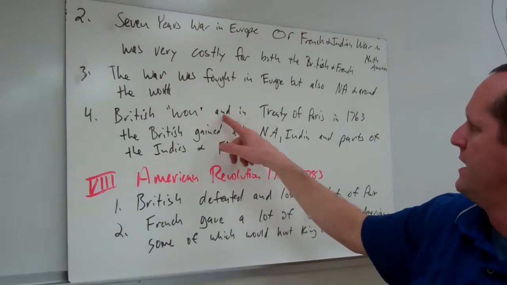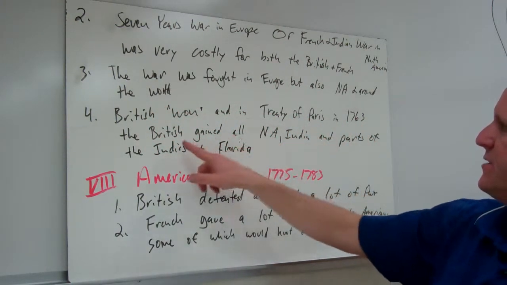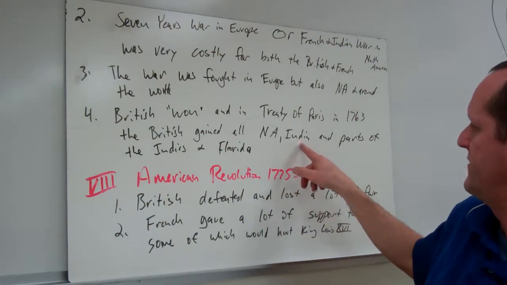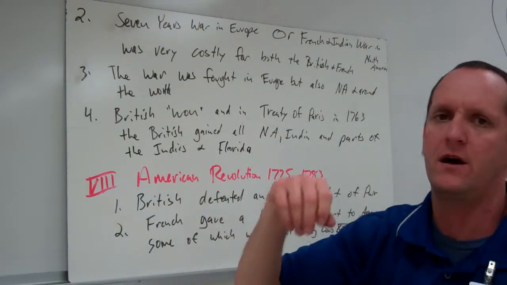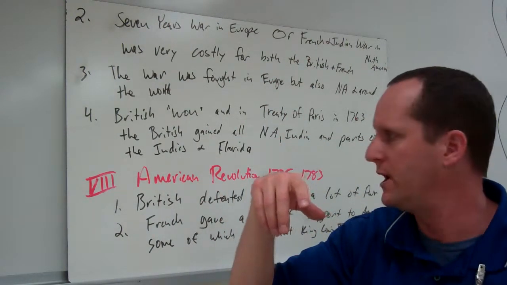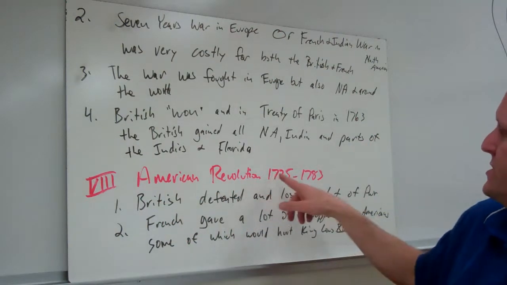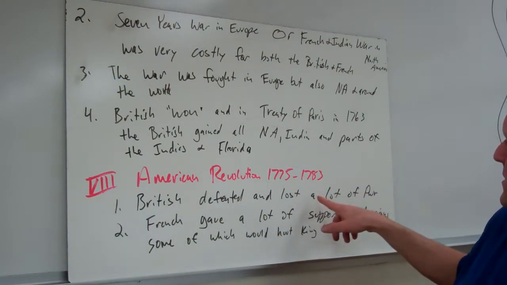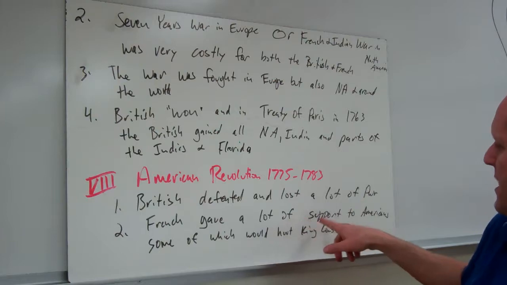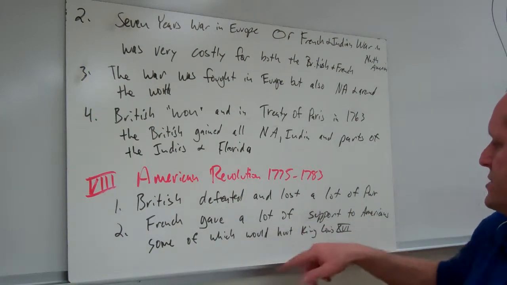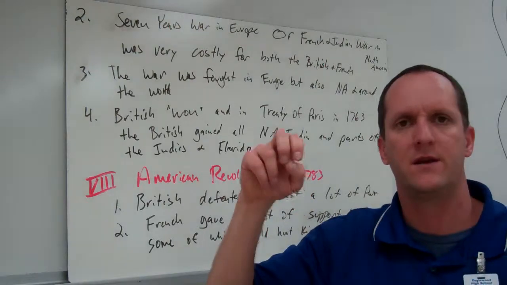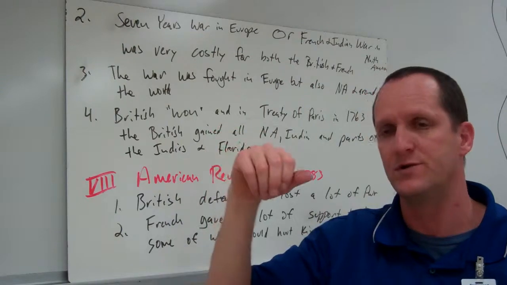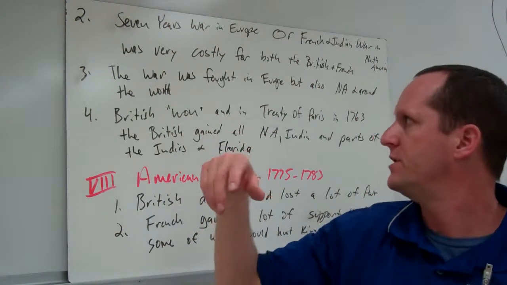The British won, and in the Treaty of Paris in 1763, the British gained all North America, parts of India, or most of India, and parts of the Indies, and through some roundabout trades, Florida. In the American Revolution, 1775 to 1783, the British were defeated and lost a lot of power. The French gave a lot of their support to the Americans, some of which would hurt King Louis XVI, who would ultimately lose his head during the French Revolution. A lot of it was due to the debt from the American Revolution.